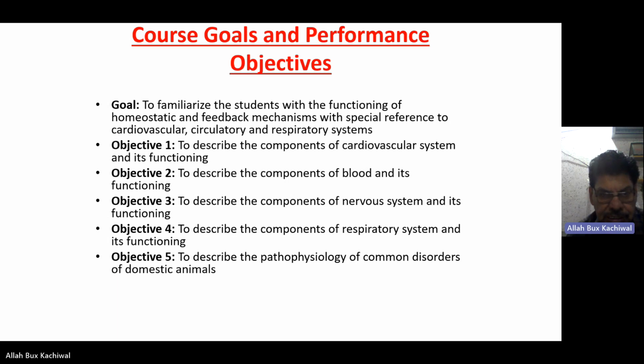The objective is to describe the components of the cardiovascular system and its functioning, to describe the components of blood and its functioning, and the third objective is to describe the components of the nervous system and its functioning, and the fourth objective is to describe the components of the respiratory system and its functioning. The fifth objective of this course is to describe the pathology of the common disorders of domestic animals.